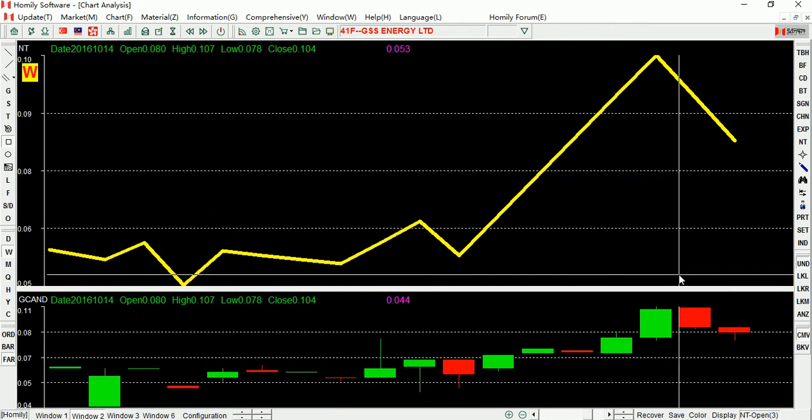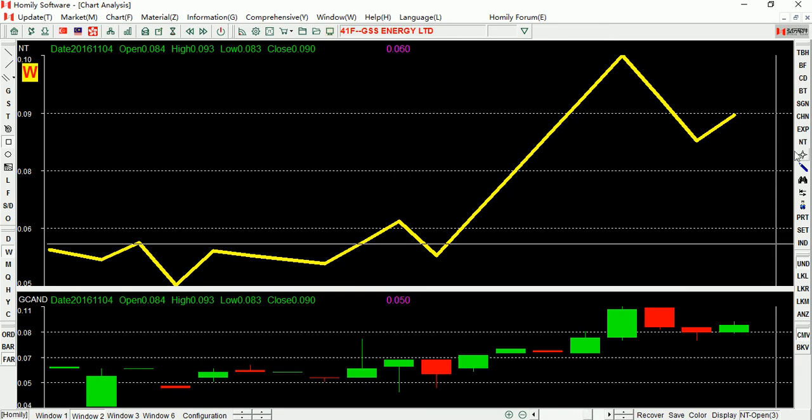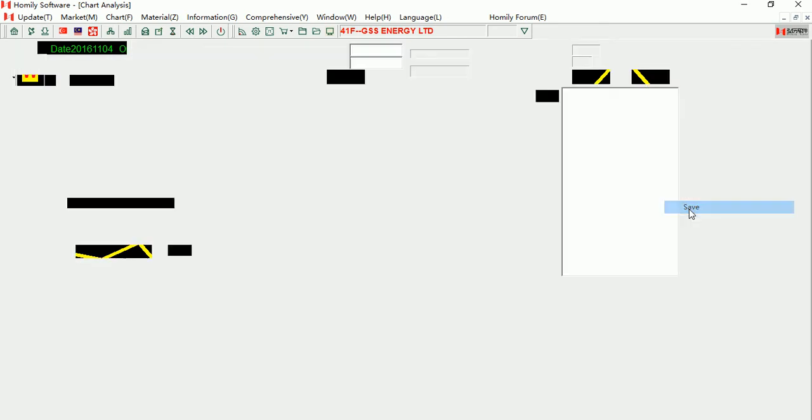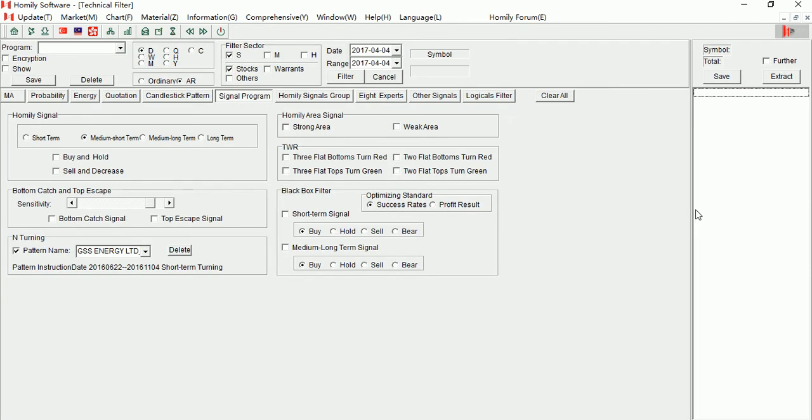Then this one will come out. Okay, so we can click NT, save. Then we can see here, pattern name, GSS energy. Okay, so you can use this method to find some strong pattern stocks. Okay, this is the first one.